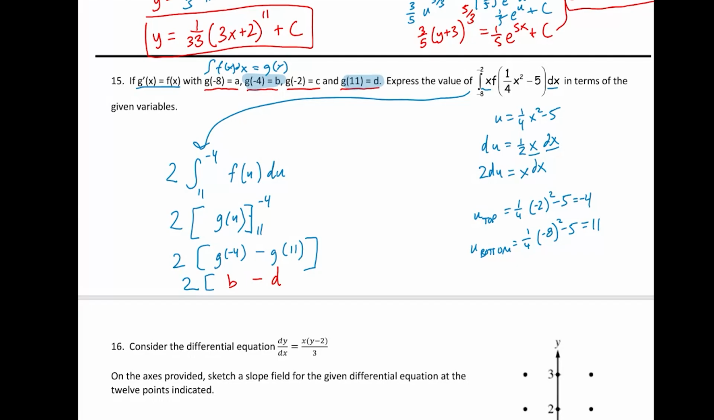Okay. So I guess that's pretty much it. I suppose we could distribute the 2 if we're feeling like we need to do some more work here, 2b minus 2d. But that's going to be your answer. You probably could just leave it in factored form or go ahead and multiply it out. Either way, it's all good. 2b minus 2d should be your answer.